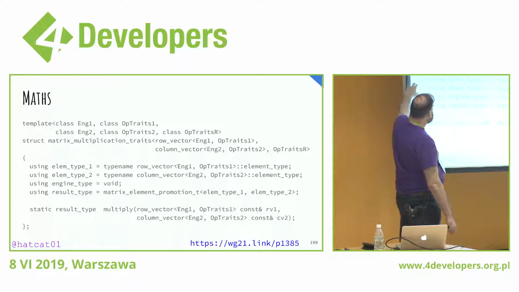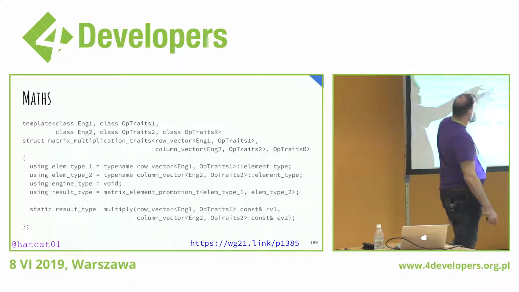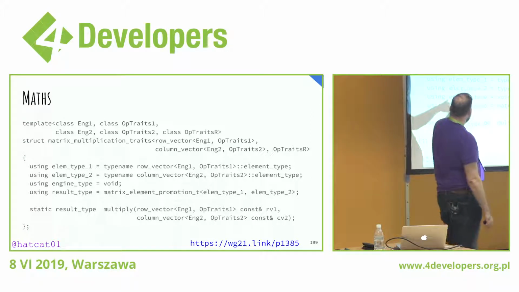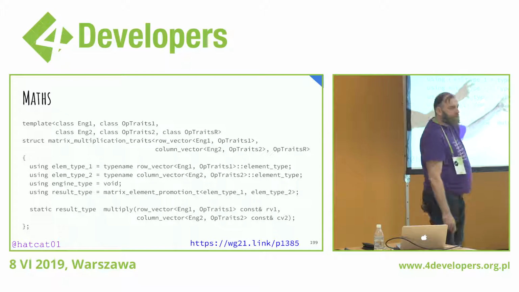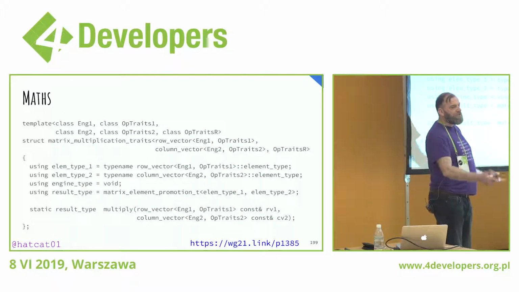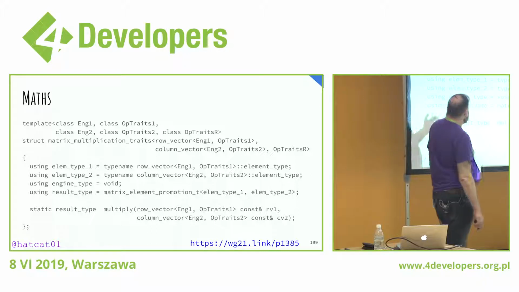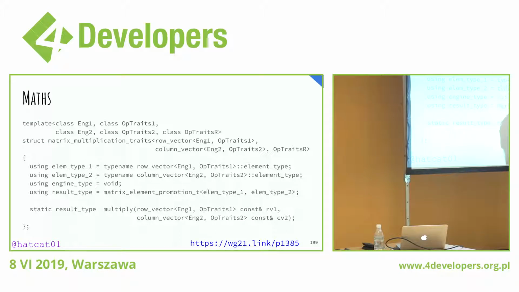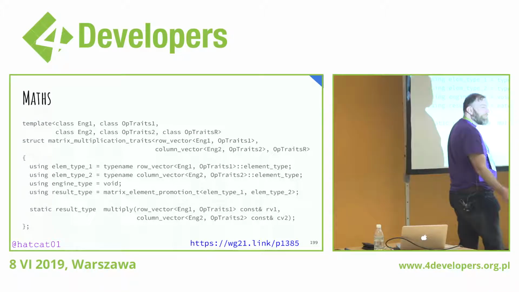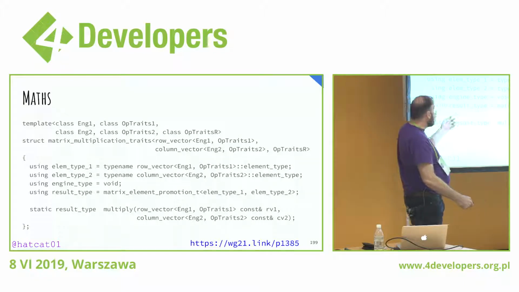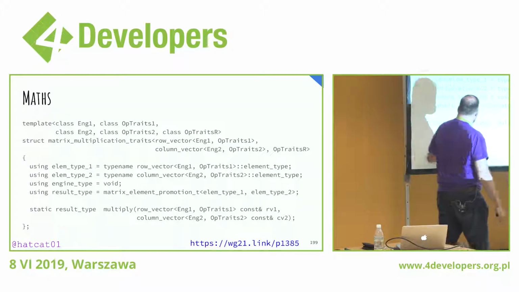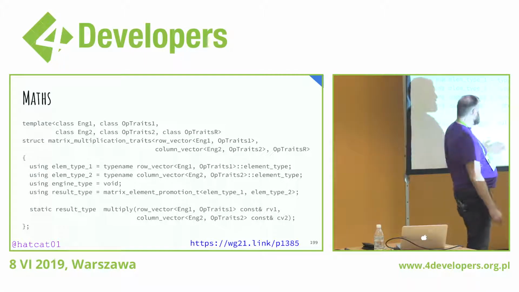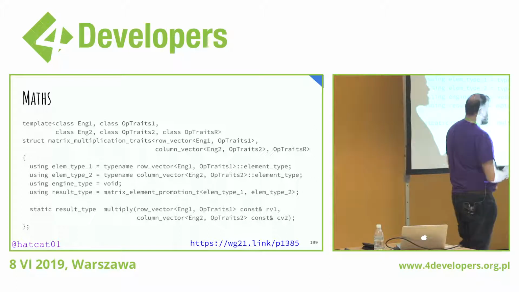Let's look at the dot product in greater detail. So we have our two element types, which are the row vector element type and the column vector element type. We have our engine type, which is void, because obviously a dot product just returns a scalar. There's no storage thing, it's just a literal value. Our result type: we still have to go through the matrix element promotion in case we've got a vector of floats and a vector of ints, or a vector of double. We still need to work out what the result type is going to be. But here again is our static function. And it's still from the multiplication traits, but it's a specialization of it. So we have a multiply function taking a row vector and a column vector.